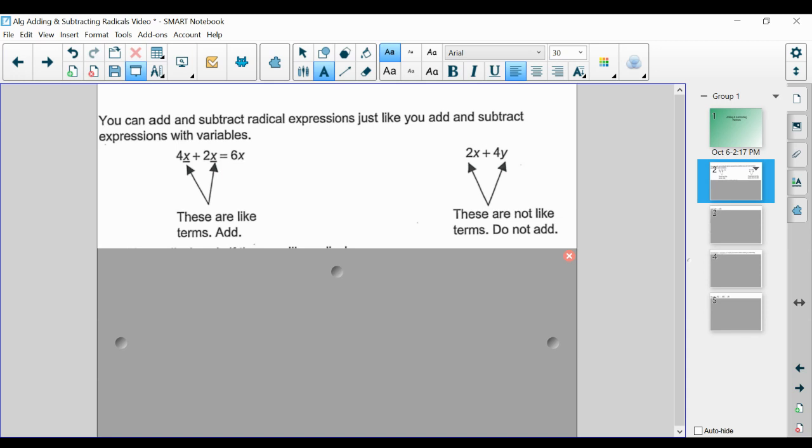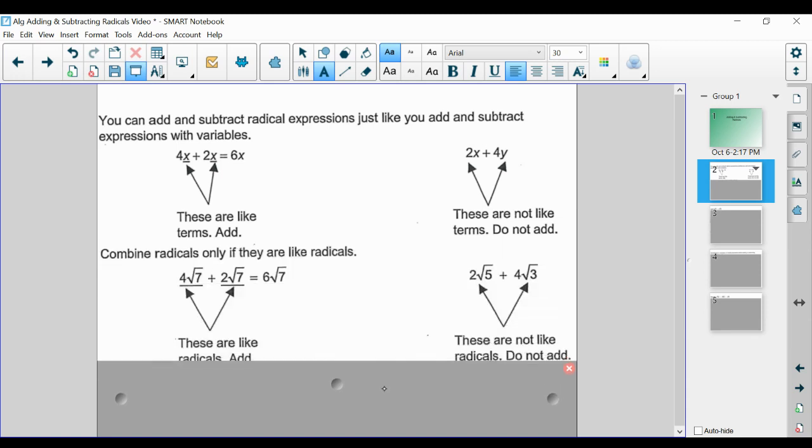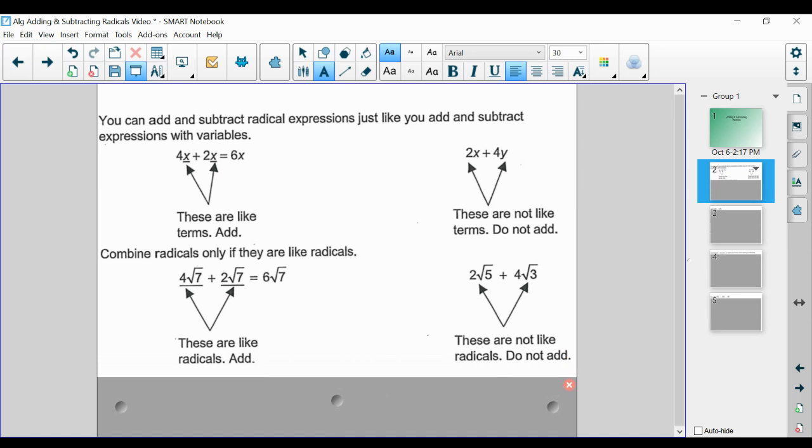Well, working with radicals is going to be fairly similar. We can combine radicals only if they are like radicals. On the left-hand side, we have 4 root 7 plus 2 root 7. Well, that's equal to 6 root 7. These are like radicals. They have the same radical. We can treat them similarly to a variable. It is not a variable because we know the value, but we can treat it as if it is a variable.